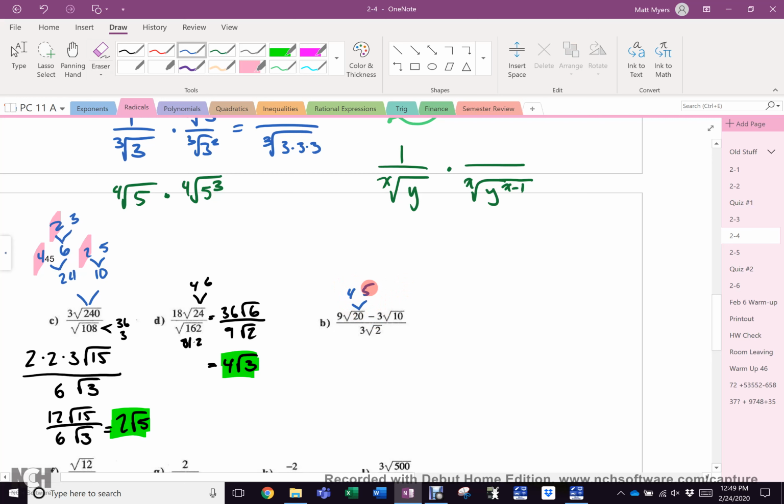4 times 5. What's the square root of 4? So it'll be 18 root 5 minus 3 root 10 over 3 root 2.